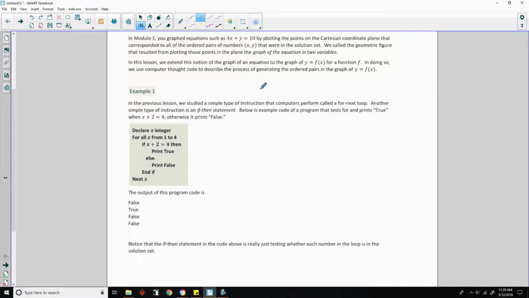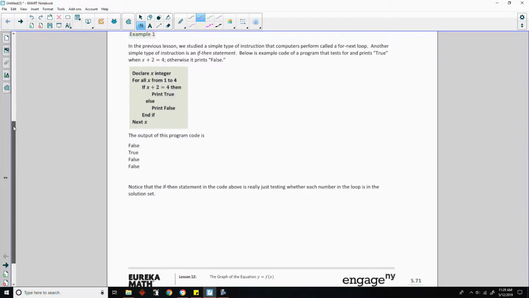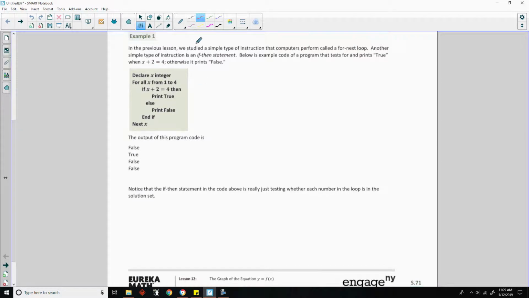In doing so, we use computer thought code to describe the process of generating the ordered pairs in the graph of y equals f of x. Okay, so here's example 1. In the previous lesson, we studied a simple type of instruction that computers perform called for next loop. Another simple type of instruction is an if-then statement. Below is example code of a program that tests for and prints true when x plus 2 equals 4. Otherwise, it prints false. So it says, declare x to be an integer for all x from 1 to 4. If x plus 2 equals 4, then print true, else print false, and if next x.